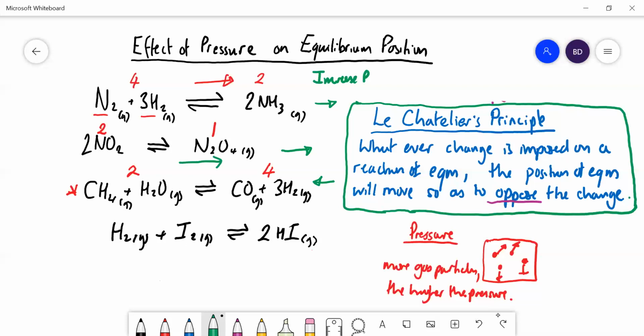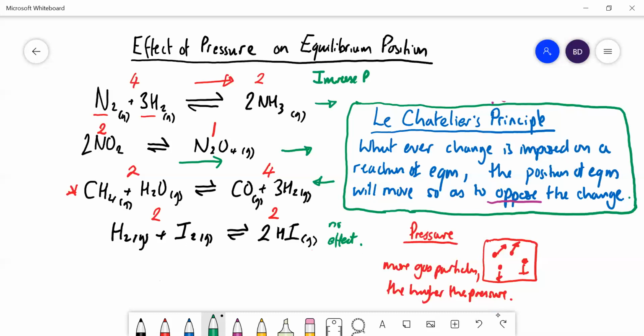And then the final one, we've got hydrogen and iodine. So we've got 2 molecules on this side, and they are going to react to form 2 molecules of hydrogen iodide. So you've got the same number of moles of gas on the left and the right. So increasing the pressure there will have no effect on the position of equilibrium. So if you increase the pressure, you look for the fewest number of gas moles, and that's where the equilibrium is going to move.